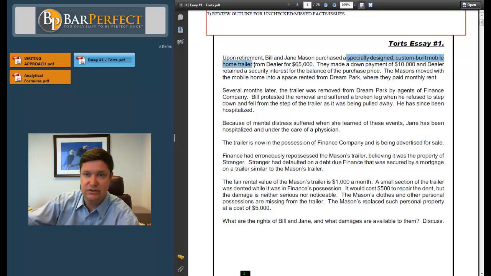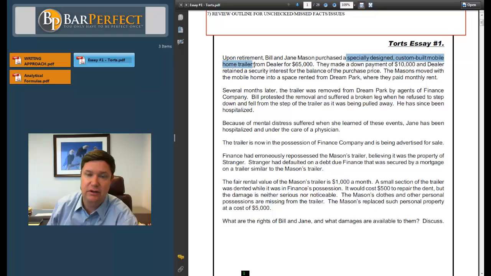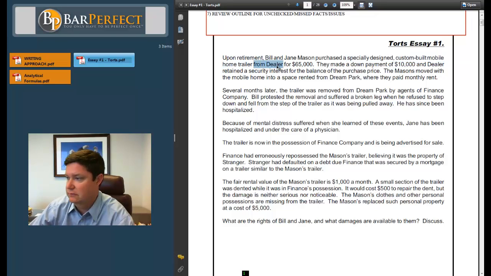If it's something that's special, that you could even argue the return of the property from dealer. That's the defendant, for $65,000. Every time you get a number, you better think that that's going to apply for the damages. Okay, they made a down payment of $10,000, and dealer retained a security interest. Okay, so each fact. What does this mean? What does this mean? What does this section mean?